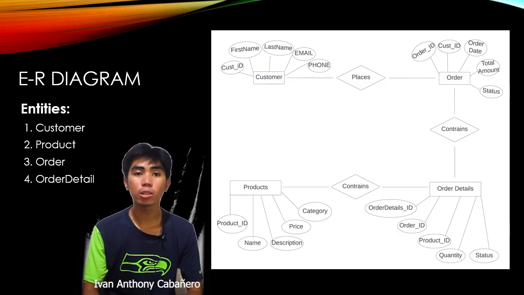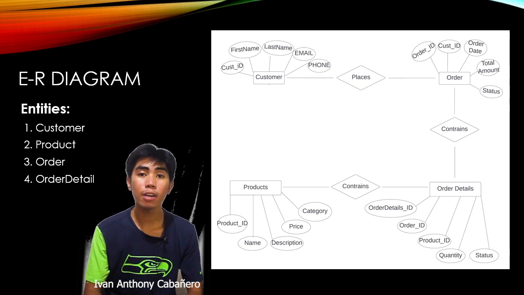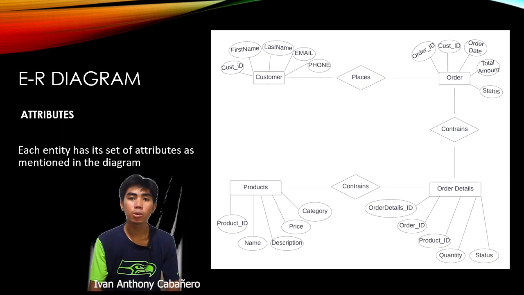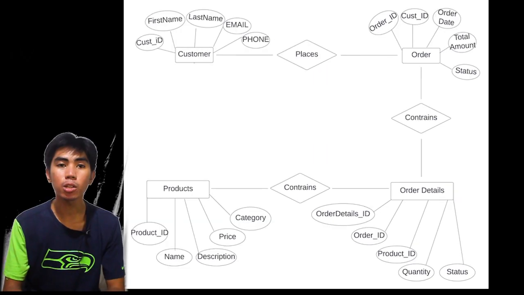So let's break down the components of this ER diagram. We have entities: customer, product, order, and order detail. Now, let's discuss the attributes. Customer represents the customer's table with attributes like customer ID, first name, last name, email, and phone number.